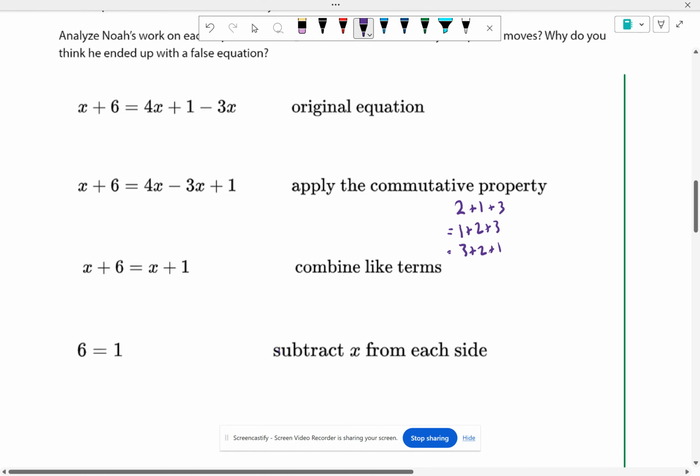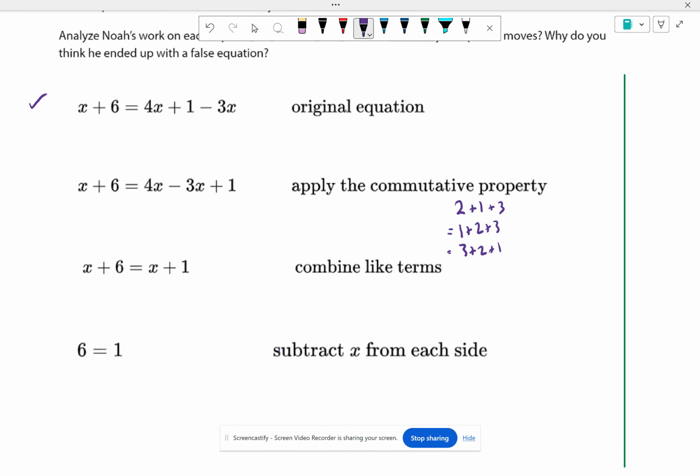So in this case, what happened is the 1 minus 3x became negative 3x plus 1. And then after that step, it looks like they combined like terms. So down this third equation here, we now have an x instead of having a 4x minus 3x. And then finally, they subtracted x on both sides to get 6 equals 1. So first of all, are all these steps acceptable? Well, the original equation is the original equation. Then he applied the commutative property.